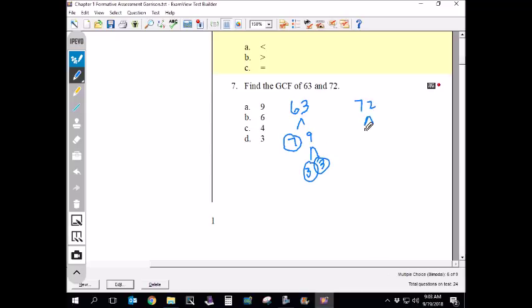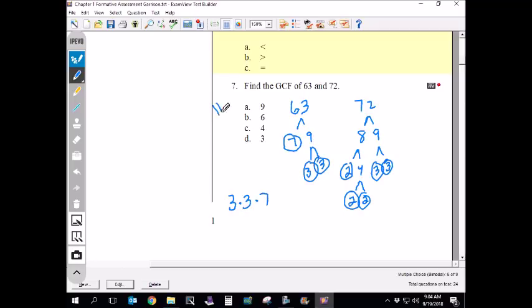72 is going to be 8 and 9, and then 3 and 3. This is going to be 2 and 4. If you're missing them, maybe you did 4 and 4 for 8, something like that. That's a common mistake that we make. We're going to stack them up now, so I'll take 63, and I'm going to stack up the prime factorization.